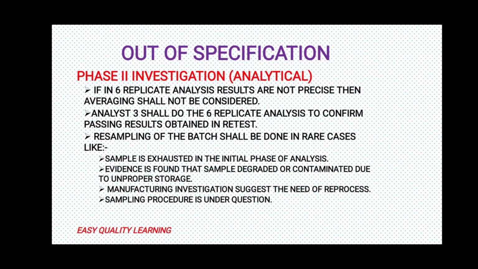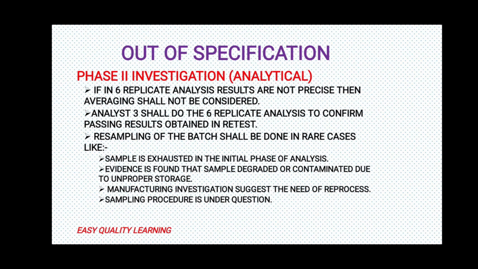The analyst 3 shall do the 6 replicate analysis to confirm the passing results obtained in the retest. If in second retest, we are getting all the 6 passing results and results are precise, then third analyst shall verify or confirm those results which we have obtained in retest.